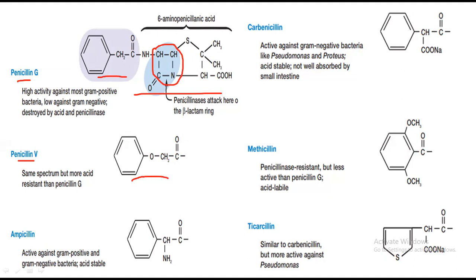I'm telling you one thing: the bacteria that become resistant to penicillin mostly produce an enzyme that is known as penicillinase. This penicillinase attacks the beta-lactam ring, hydrolyzes it and breaks it apart. After that, penicillin can no longer work well. So the resistant bacteria should have the penicillinase enzyme that can destroy the structure of the penicillin. This is a small piece of information, just keep it in mind.